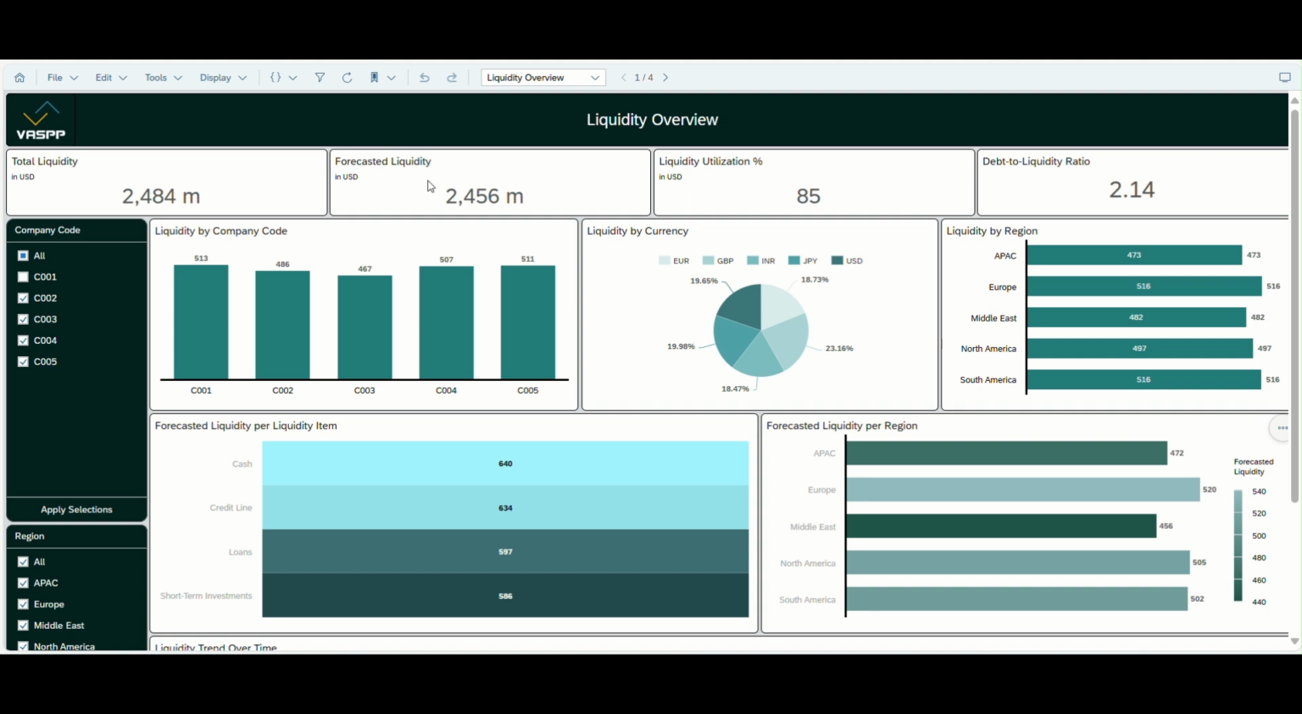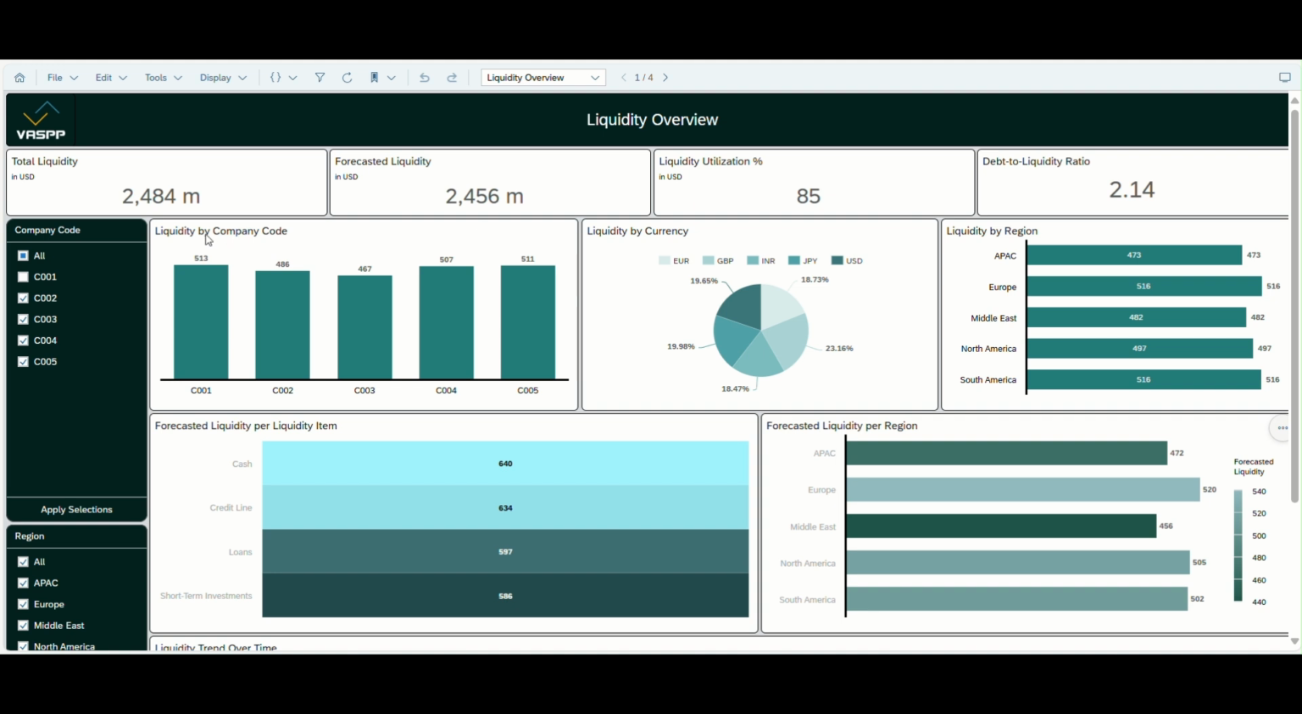Then there's your liquidity utilization percentage, which tells you how effectively you're deploying that liquidity. And critically, your debt-to-liquidity ratio at 2.14 gives you a quick health check, how leveraged you are relative to your cash reserves.